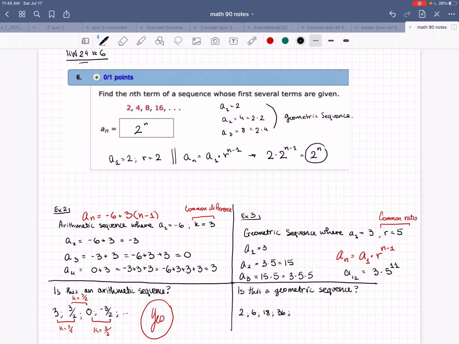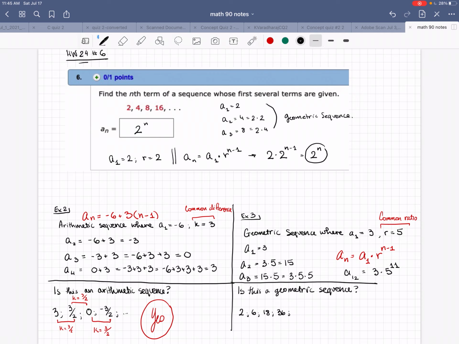What you're seeing here is something we discussed in our previous lesson, which is that when the common ratio is greater than 1, the terms of the geometric sequence grow very, very quickly. For our last example in this lesson, here is a sequence, and I'm asked, is this a geometric sequence? Notice I'm not being asked to find the nth term regardless of whether or not it's a geometric sequence. This is a yes or no question.